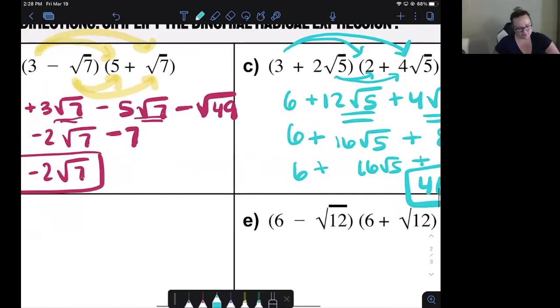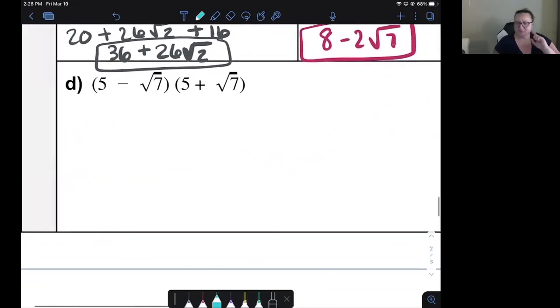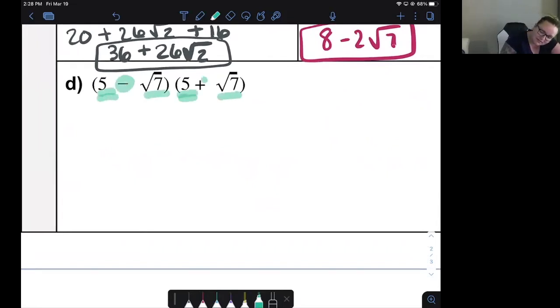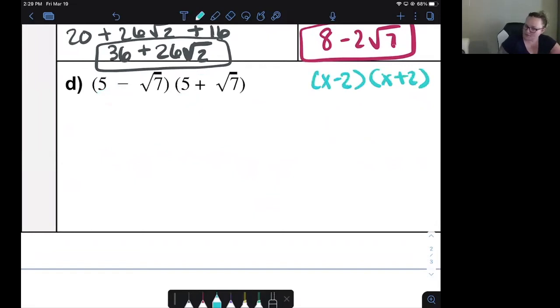All right. Then we're going to multiply 5 minus root 7 times 5 plus root 7. Well, check it out. Both of these numbers are the same. The radicals are the same. The only difference is the negative and the positive sign. I wonder if something interesting might happen, like something we've seen before. Maybe like what happens when we multiply x minus 2 times x plus 2.